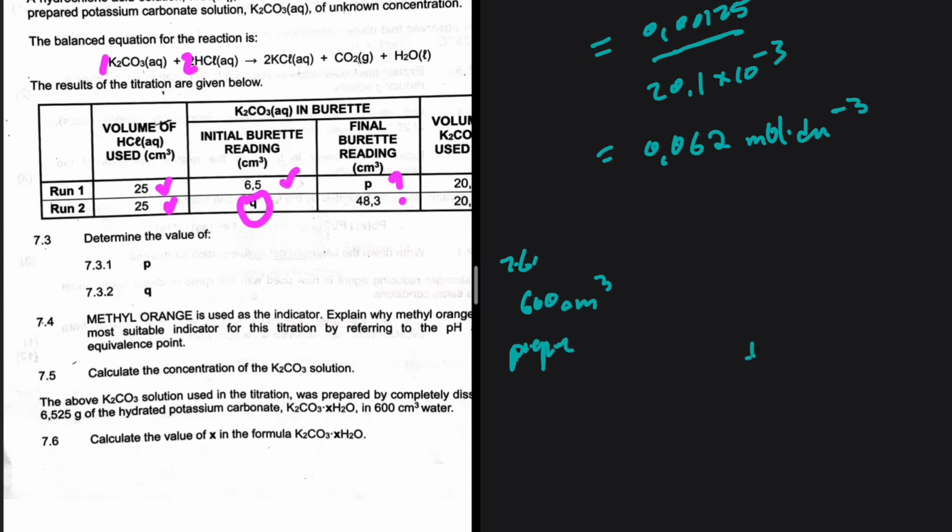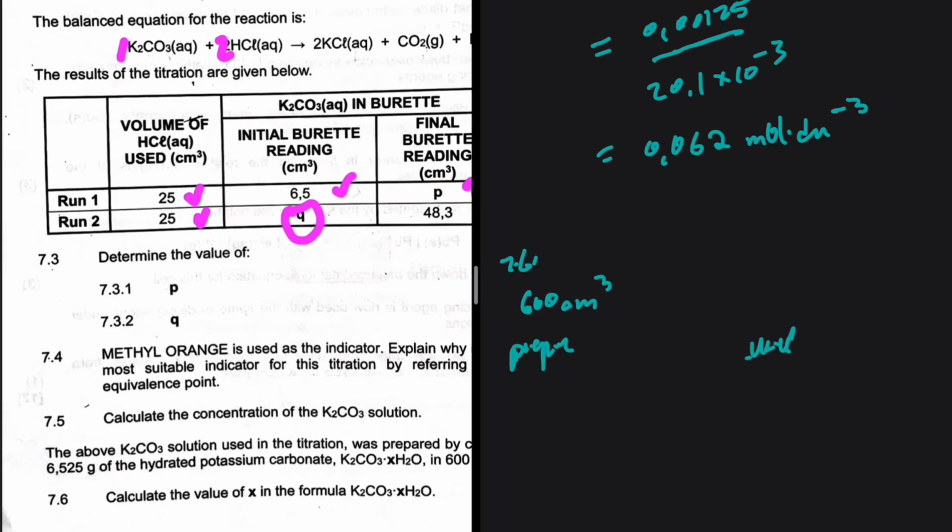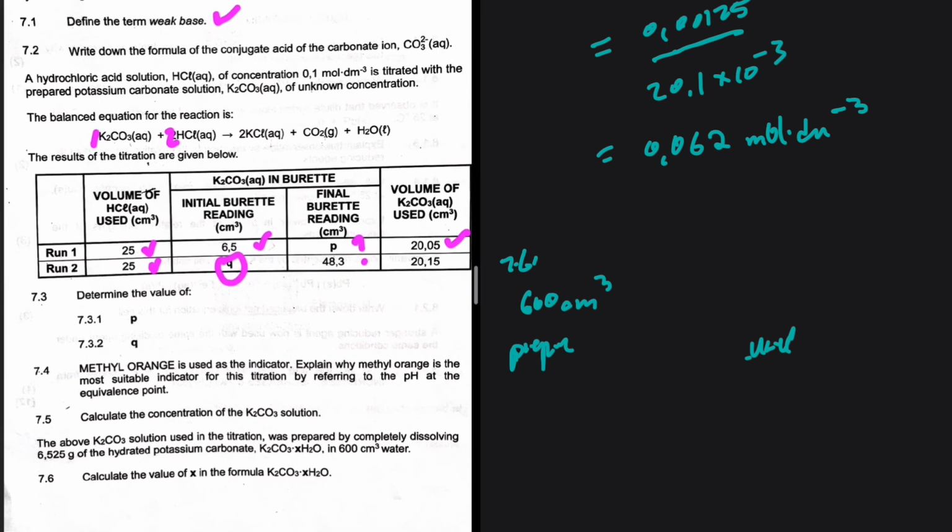And then the volume used, if you look at run 1 and, oh, am I looking at the right thing? No, I'm not supposed to look at run 1. Yes, I am supposed to look at run 1, but not HCl. I'm supposed to look at K2CO3. If you look at the volume of K2CO3 used in run 1, it is 20.05, and then in run 2, it is 20.15. So let's carry on using the average, right?